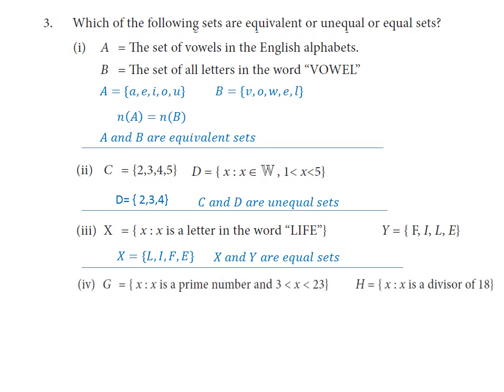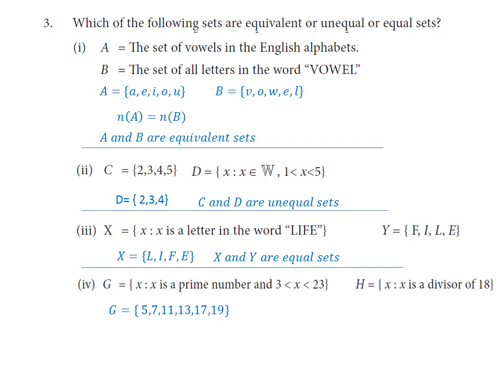Next one, G is equal to the set of all x such that x is a prime number and 3 less than x less than 23. You have to take the prime numbers between 3 and 23. And the set H is equal to the set of all x such that x is a divisor of 18. So, list out the elements first.